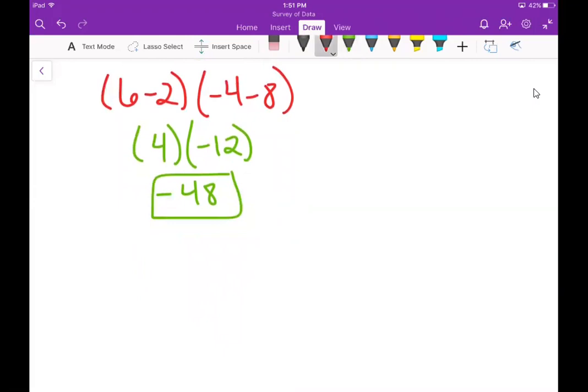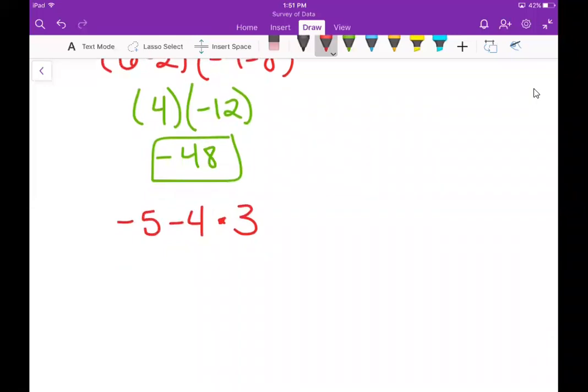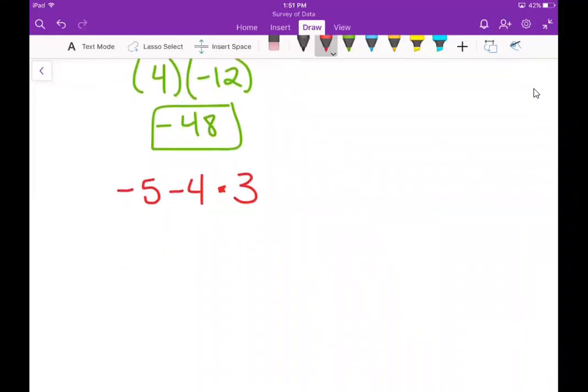All right, can you do -5 minus 4 times 3? Now this one has no parentheses, so we need to move down the list. The next thing is exponents, but there's no exponents, so we keep going. Do we see any multiplication or division? And we do. We have multiplication right there, so it'll come first.